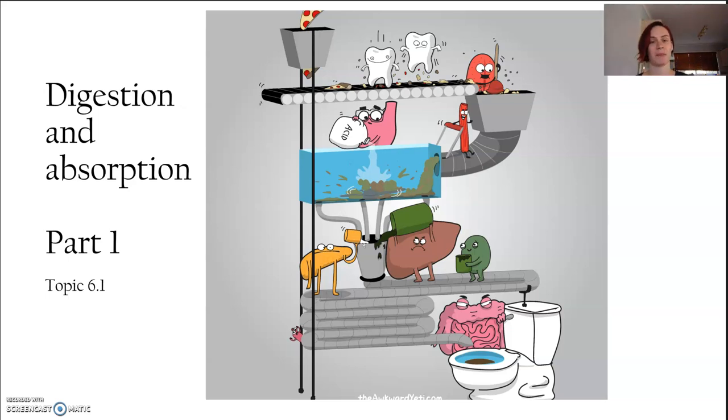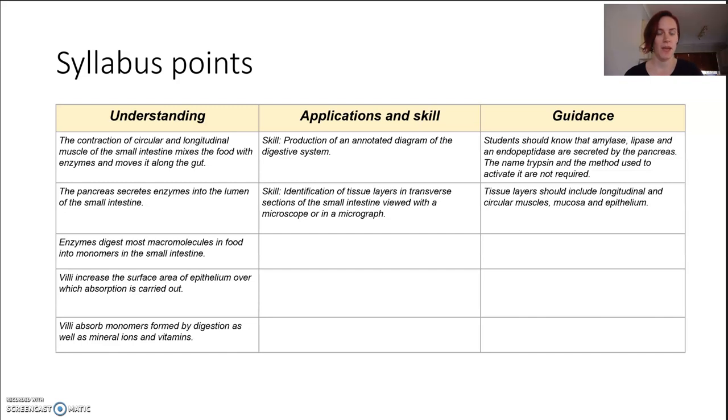All right, in this lesson, we are learning about digestion and absorption, which is topic 6.1. Some dot points here, not all of them. The rest are covered in our part 2 because these are quite complex processes. While there's not a lot of dot points in this unit anyway, it's surprisingly complex.